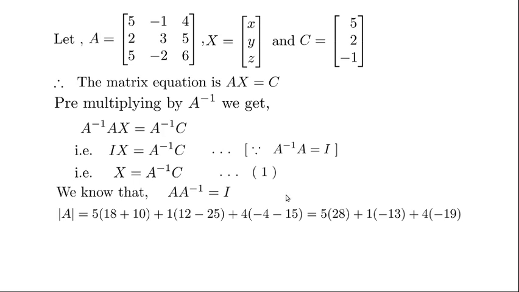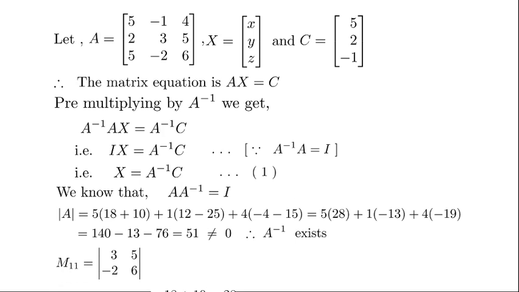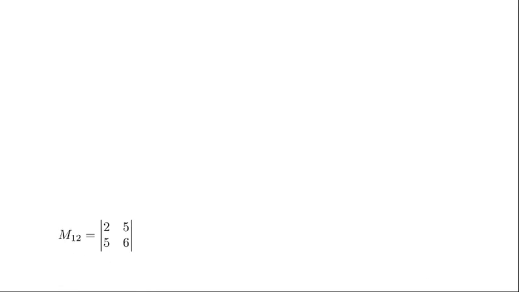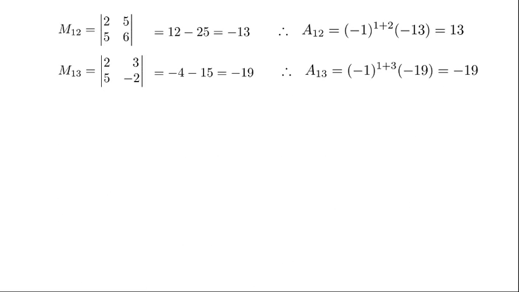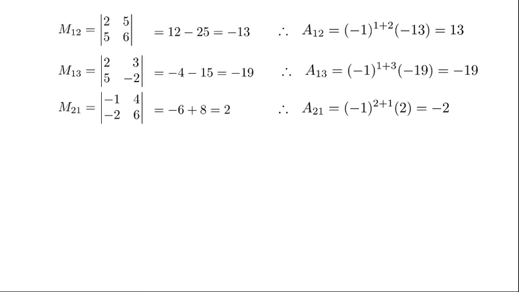Solving this problem by the adjoint method, I first find out the determinant. This works out to be 51, which is not equal to 0. That indicates A inverse exists. And now I'll write down the minors and cofactors of all the elements of the matrix A. Here I have written all the minors and cofactors of the elements of the matrix A.